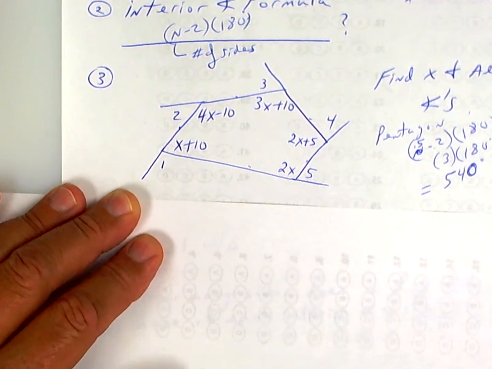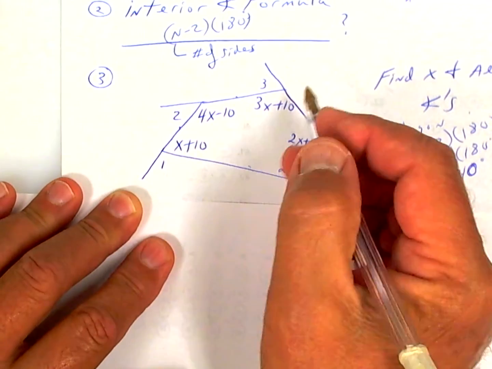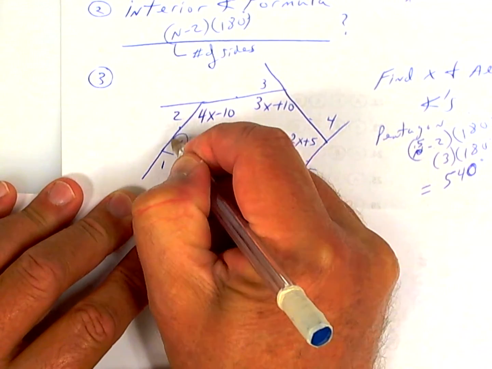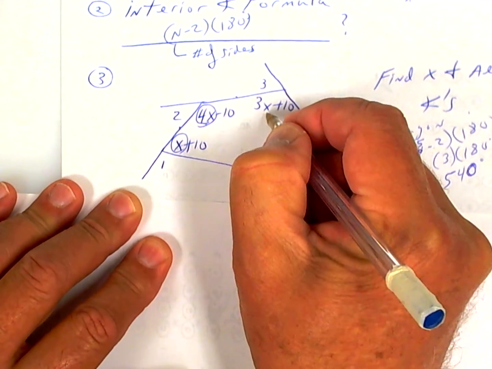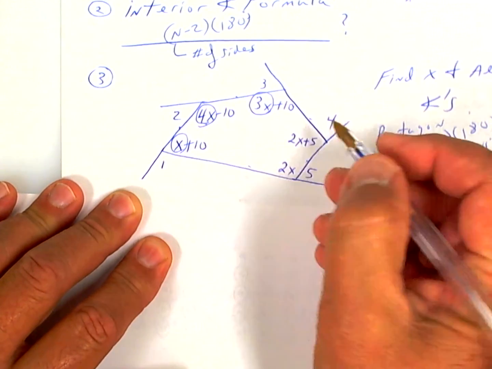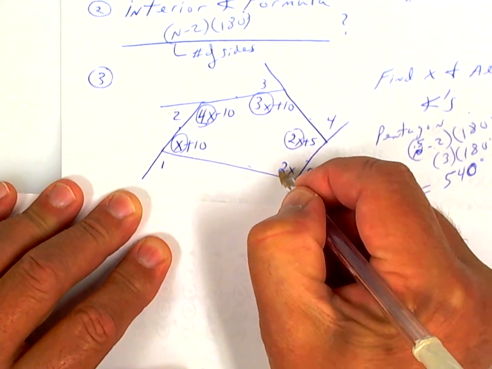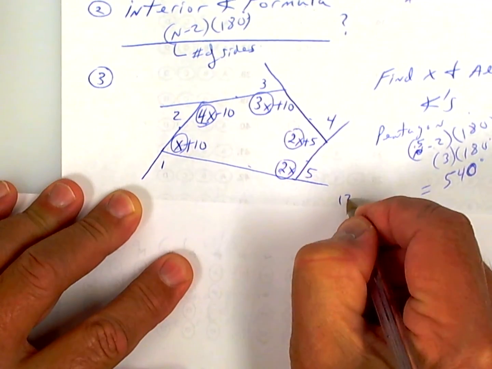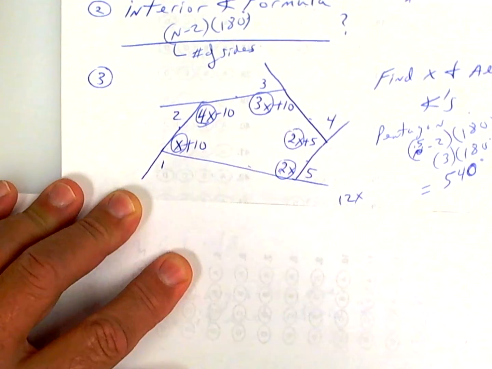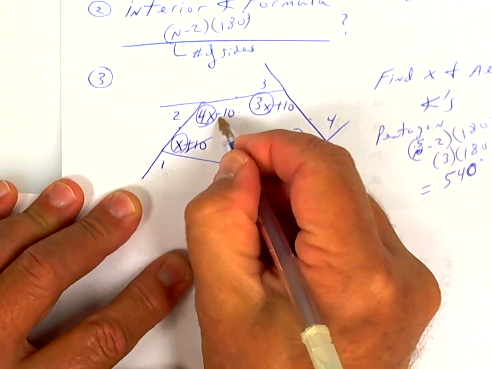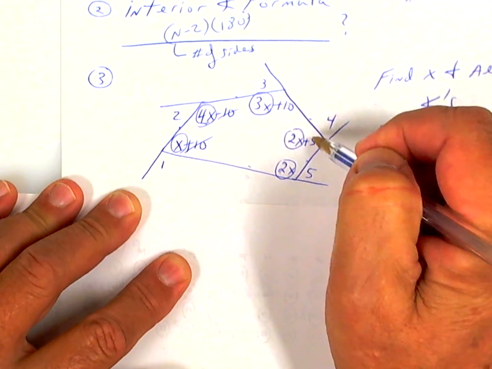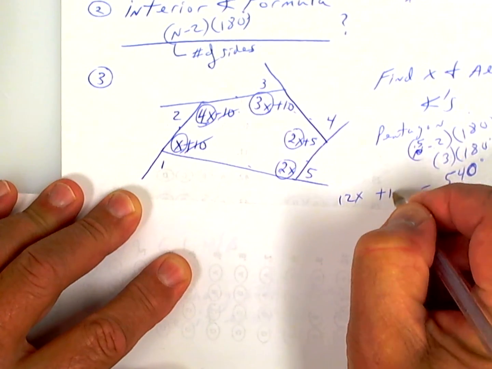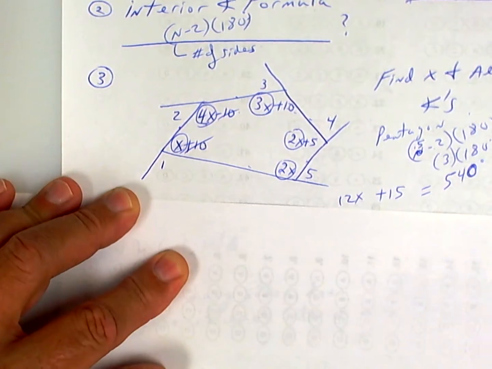Next, you got to add all this up. You had one like this yesterday. So 4x and 1x makes 5x. 5, 6, 7, 8, 9, 10, 11, 12. So you have 12 x's, so put 12x. Now, plus 10 and minus 10 cancels. 5 plus 10 makes 15, so put plus 15 equals 540 degrees.